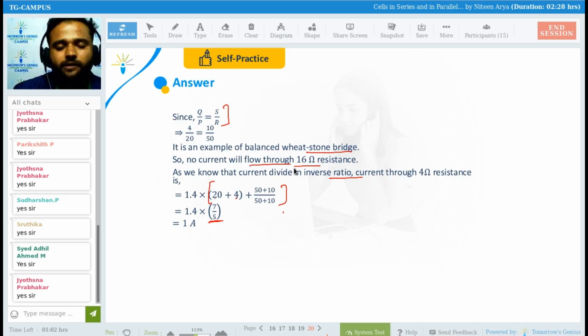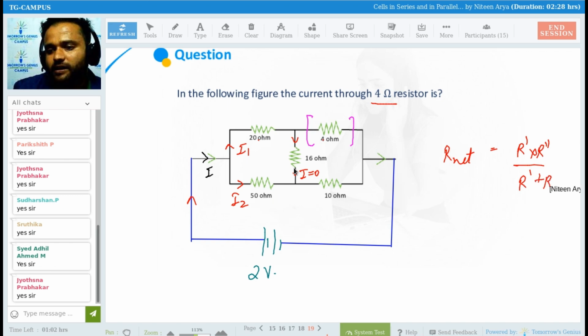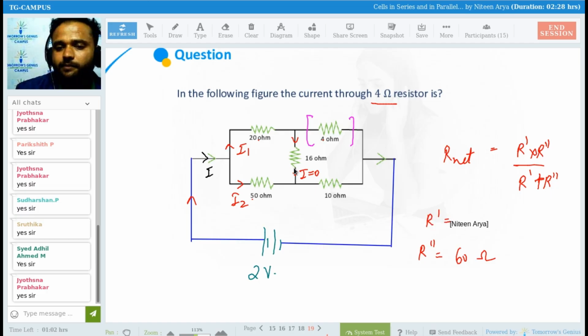Okay, or how can you find it in a simple way? Following this is your 2 volt. So first of all find R net. R net is easy: R prime into R double prime divided by R prime plus R double prime, where R double prime is 50 plus 10, which is 60 ohm, and R single prime is 20 plus 4, 24 ohm. So from here you can find the net resistance, right? Sorry, net resistance, and automatically the net current also.